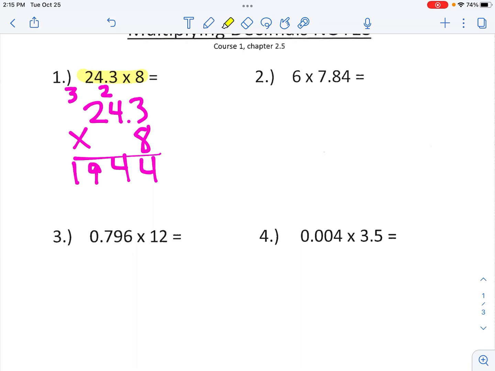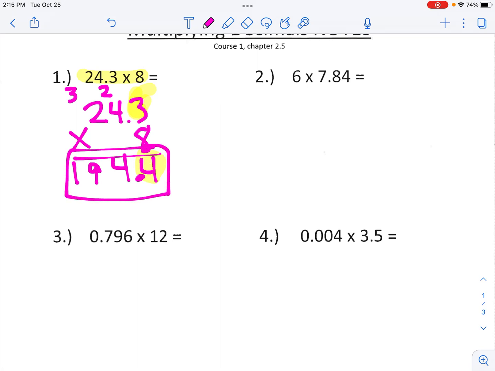Now what we're going to do is count how many digits were behind the decimal in the problem. 1. So we need 1 digit behind the decimal in our answer. So my decimal is going to sit right in front of that 4. So our answer is 194 4/10.